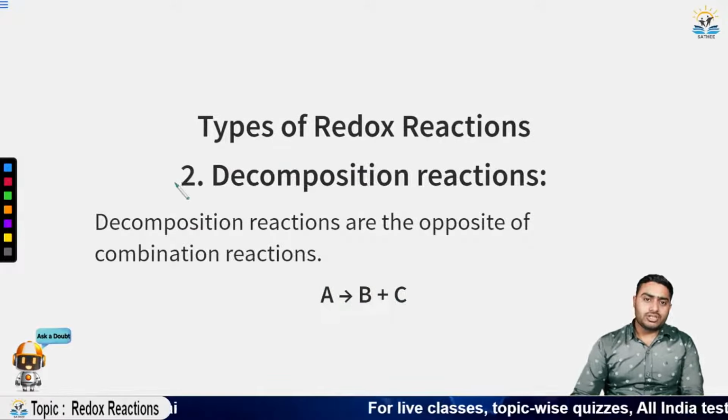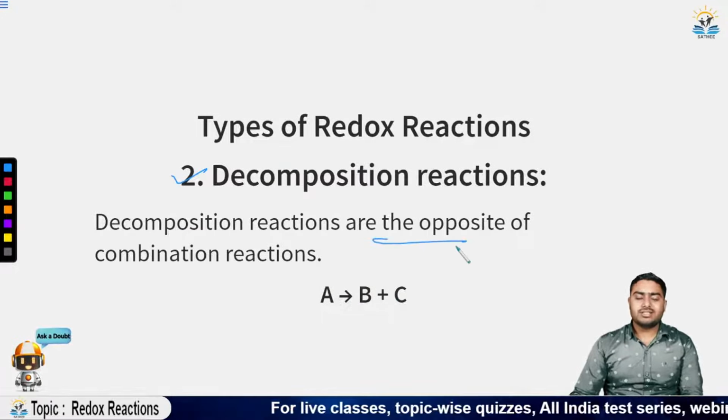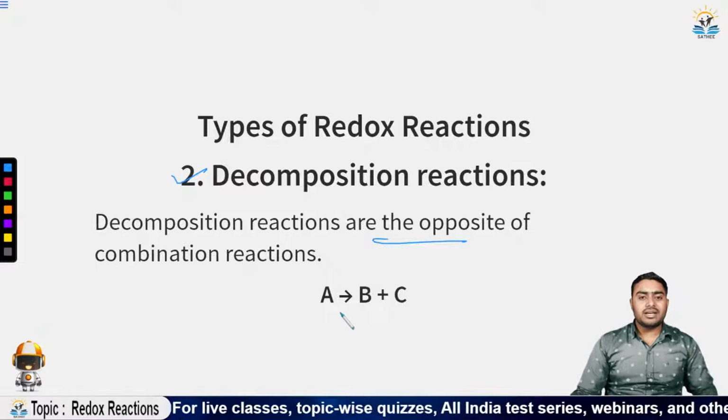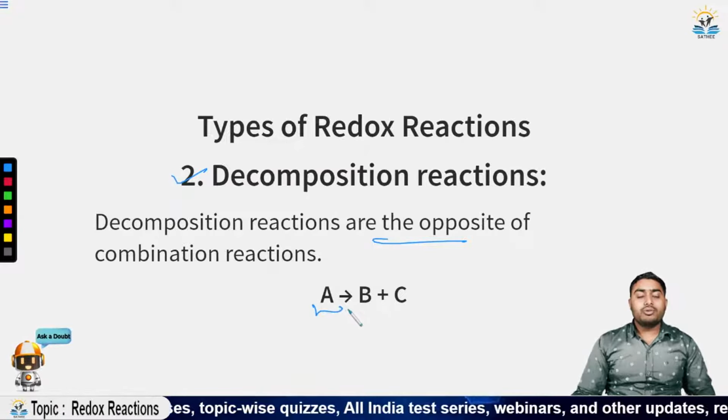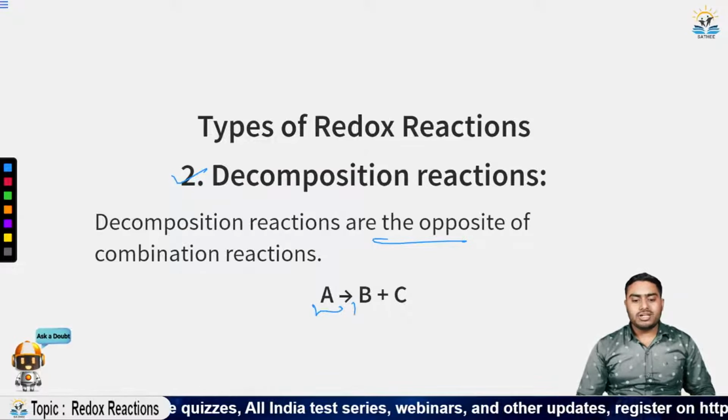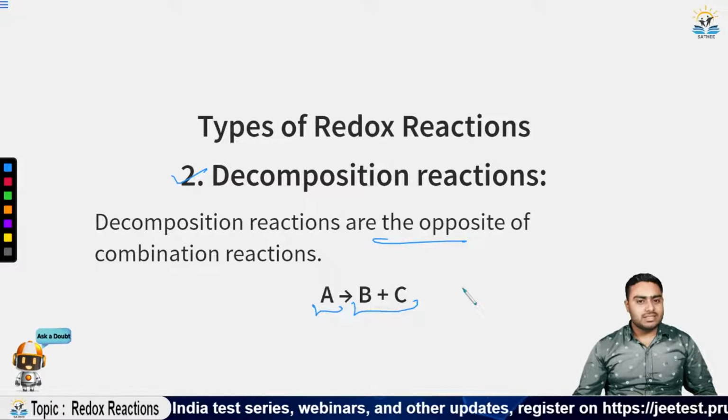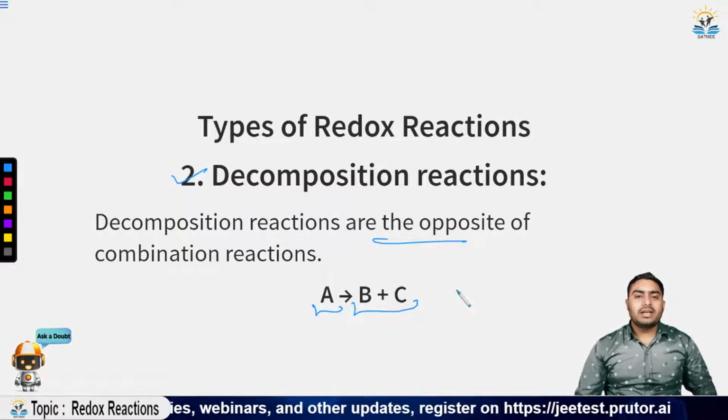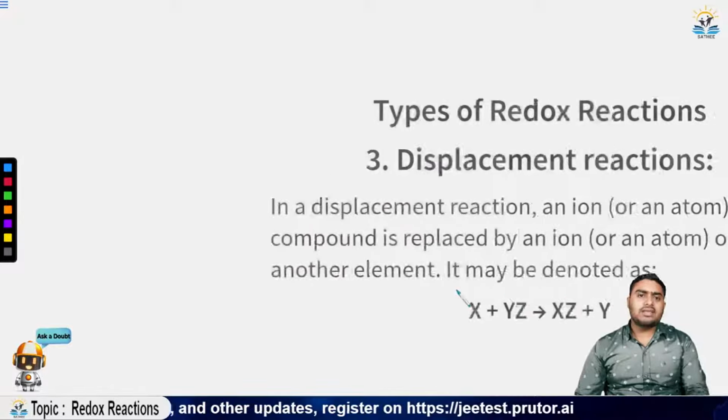Definitely decomposition reaction. In this reaction, which is the opposite of combination reactions, a single reactant breaks down into multiple products, like A gives B plus C. Like the decomposition of lead nitrate, you can take some examples.